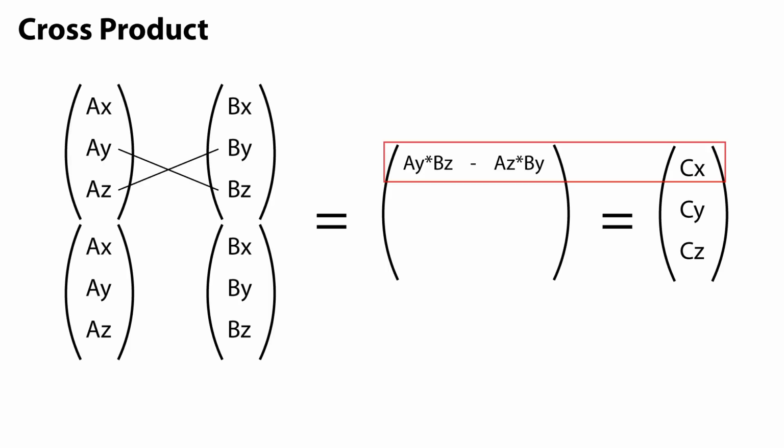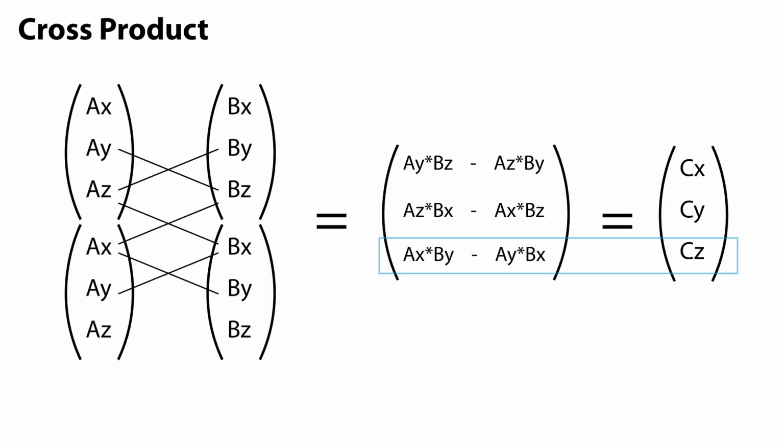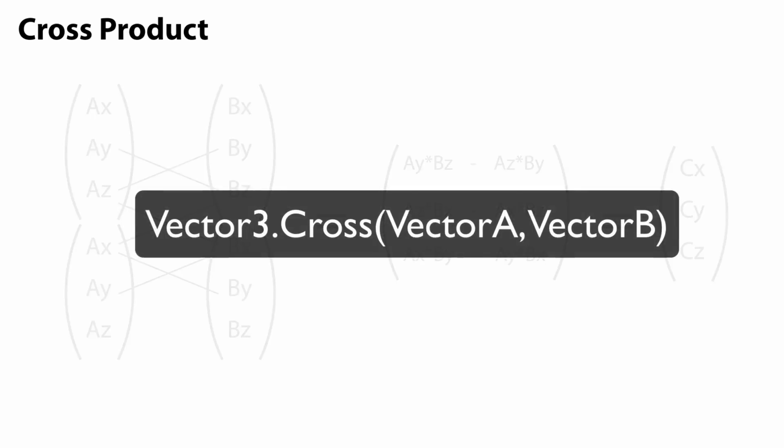Next, we do the same with az and bx, and ax and bz, to give us the y component. Finally, we do the same again with ax and by, and ay and bx, to get the z component. The good news is that whilst this is a detailed calculation, Unity has another helper function to perform this for you. It looks like this.